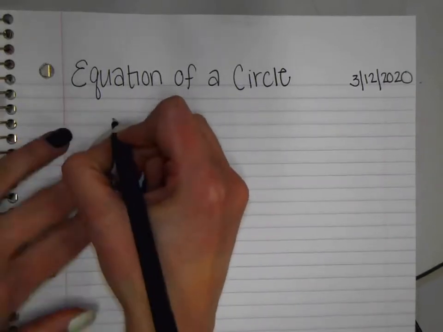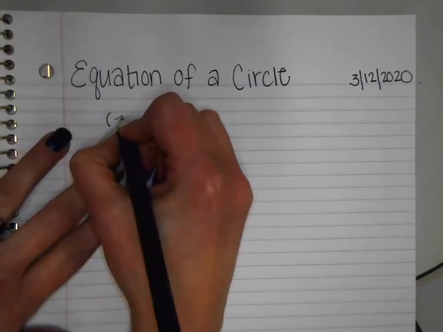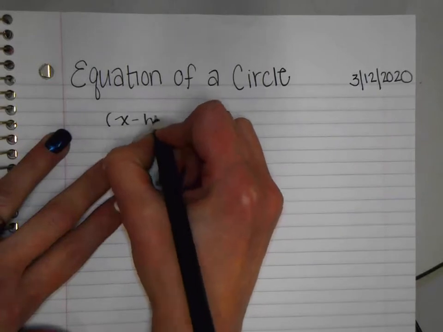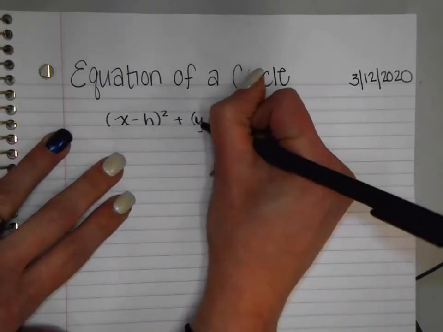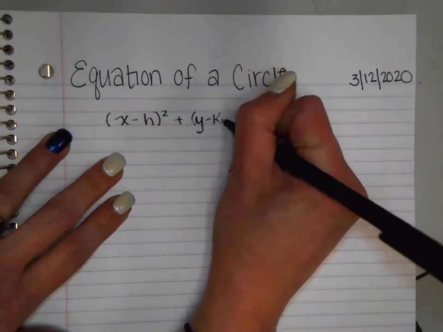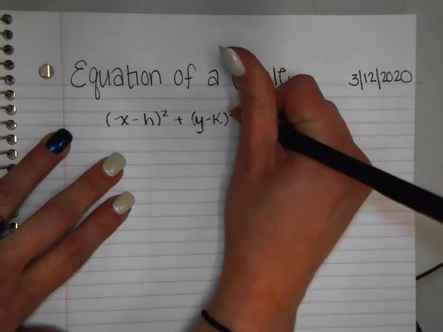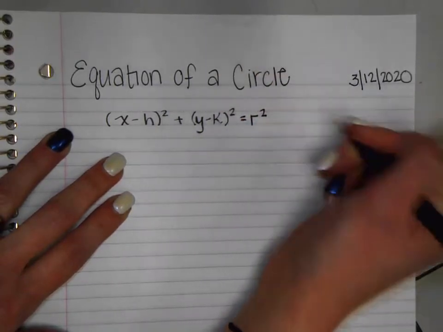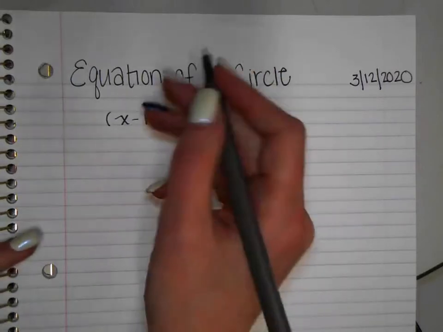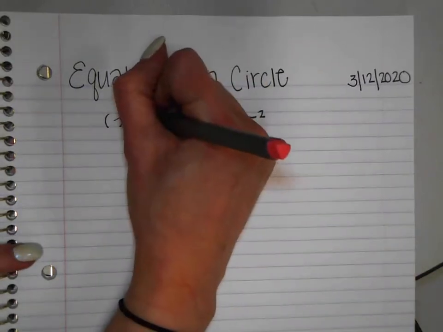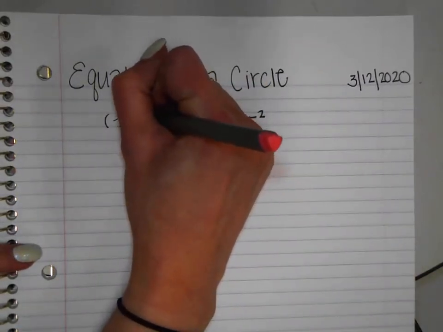So the actual equation of your circle is x minus h squared plus y minus k squared, and it equals your radius squared. So anytime you see that minus in an equation, that means the opposite. So make sure you're paying attention that it's the opposite of your x.